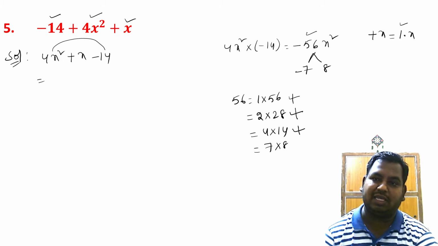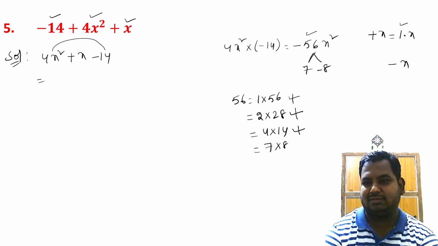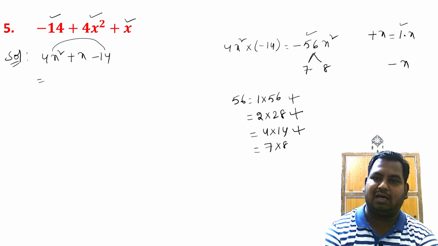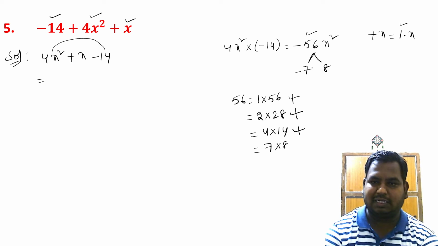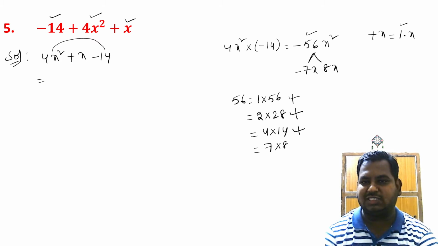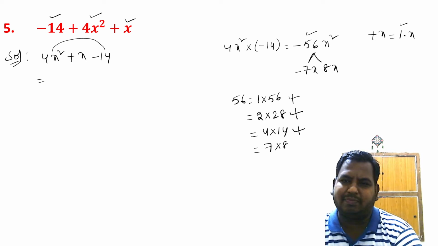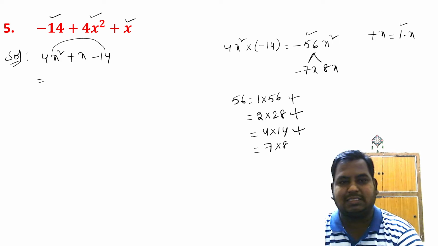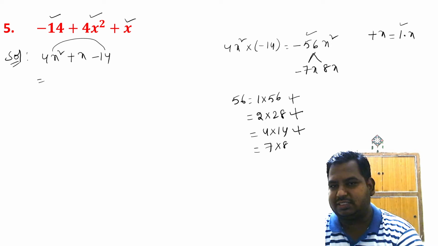Did you get me? If I need minus x, then what I should do? I should take 7 and minus 8. It all depends on sign. But I need 1. I'll consider minus 7 and plus 8. I can write minus 7 as minus 7x, 8 as 8x. We are successful in splitting minus 56x squared into two terms such that their sum is 1x. The product is minus 56x square.